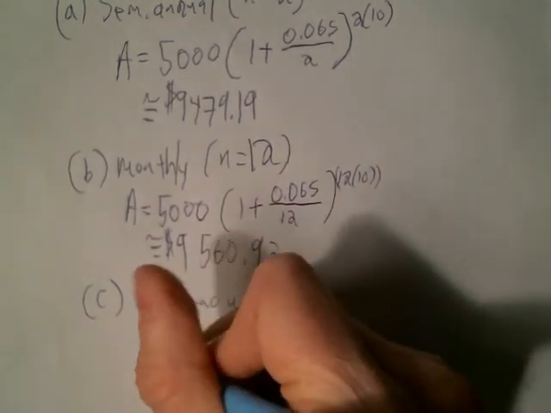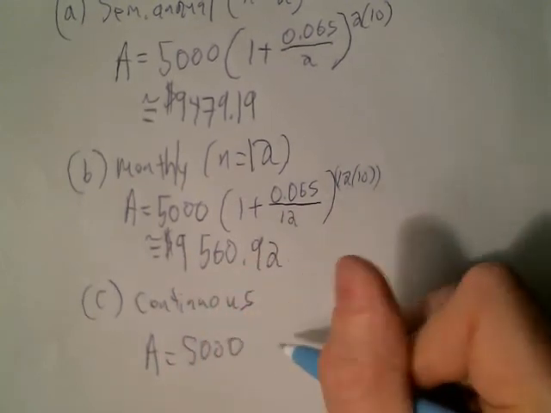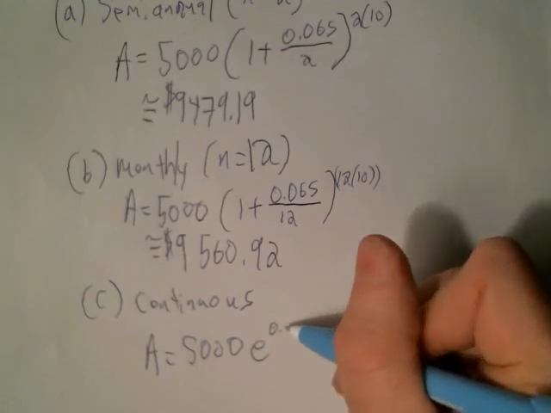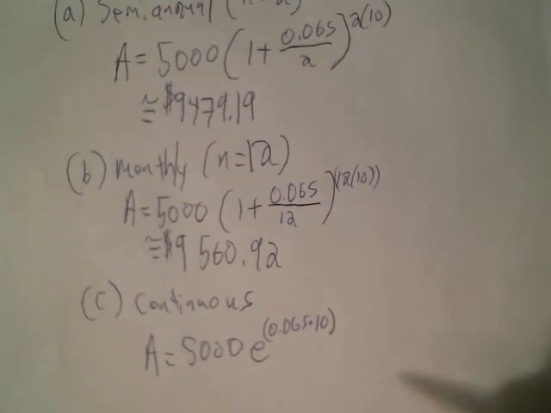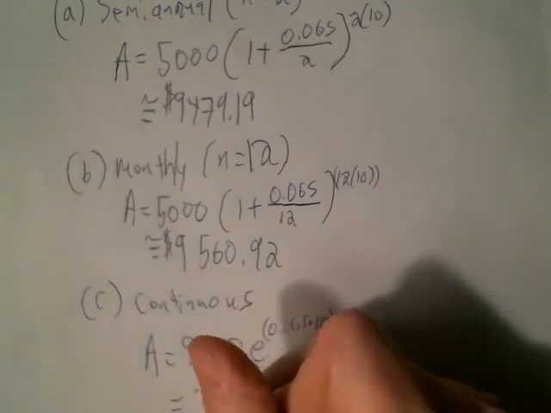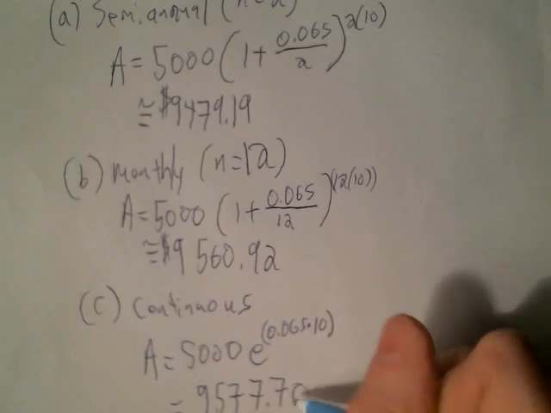We use our formula, P E to the RT. So our principal is 5,000, and then E to the rate, 0.065 times 10 for 10 years. Let's see what we get there. And I'm getting $9,577.70.